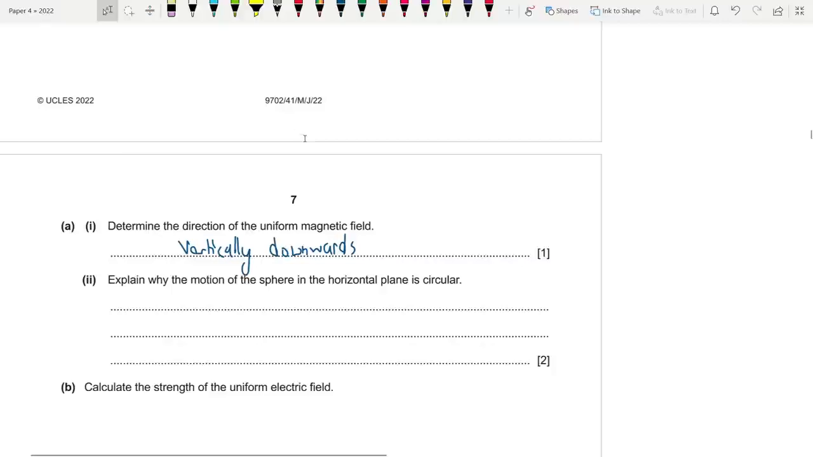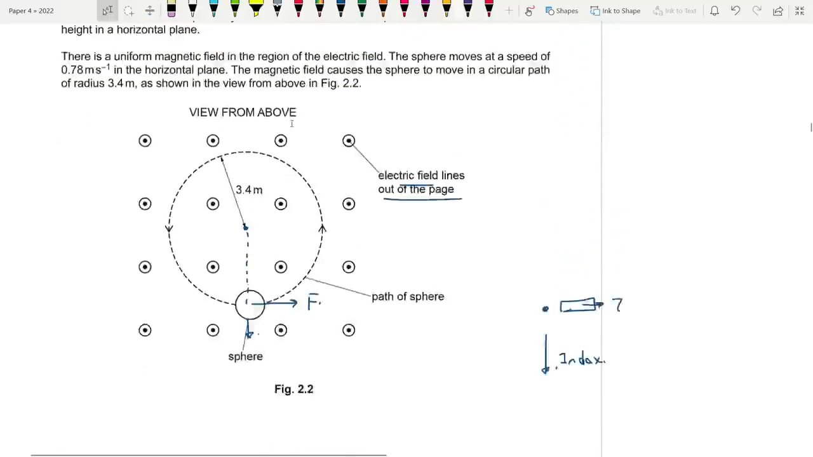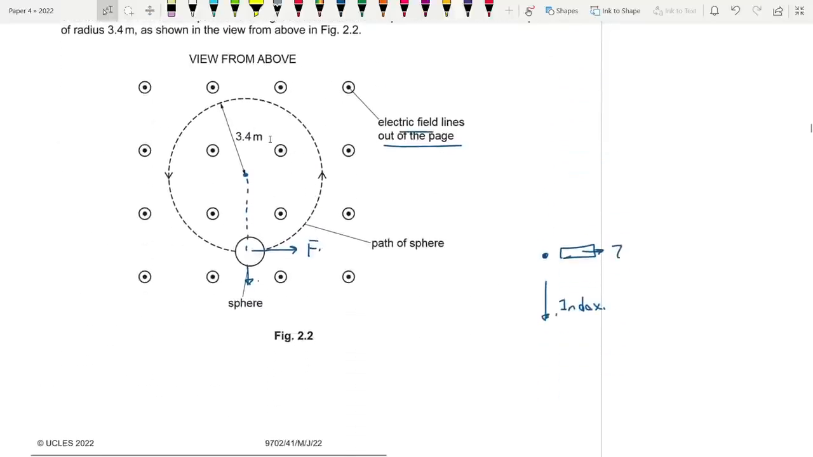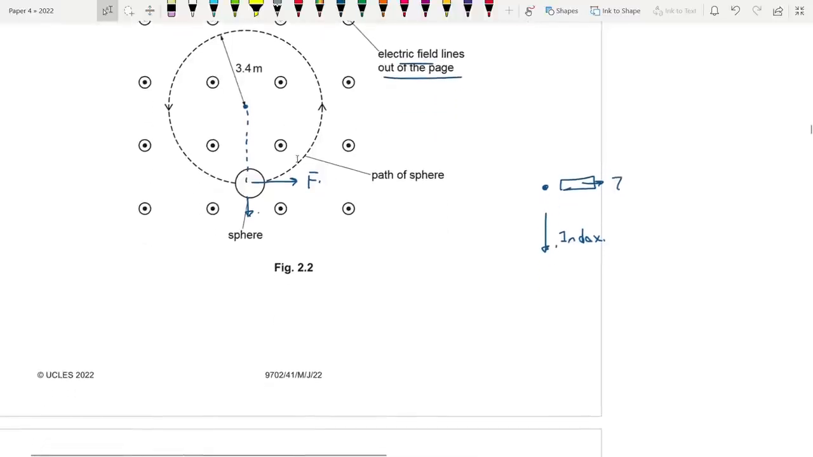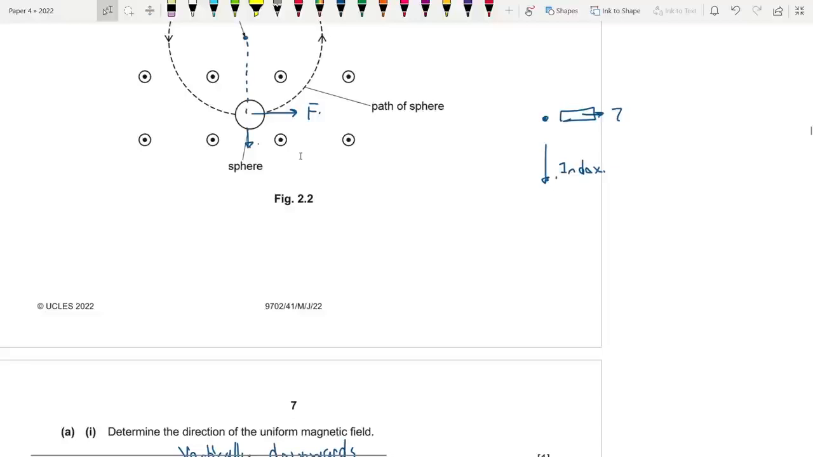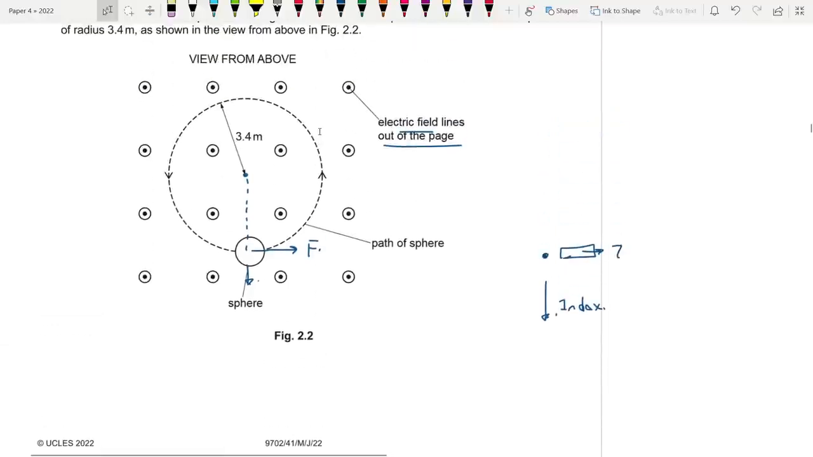So why is the motion of the sphere in the horizontal plane circular? They want an explanation. So what is this motion? This is circular motion. When do you experience circular motion? What is the origin of circular motion? Basically, if it's experiencing a centripetal force which is directed towards the center, and the centripetal force is perpendicular to the velocity. That's the main reason.